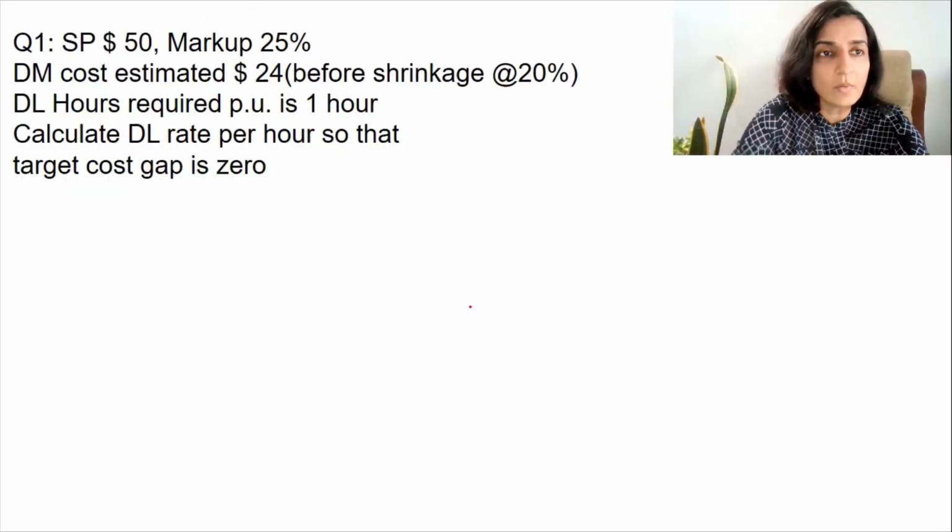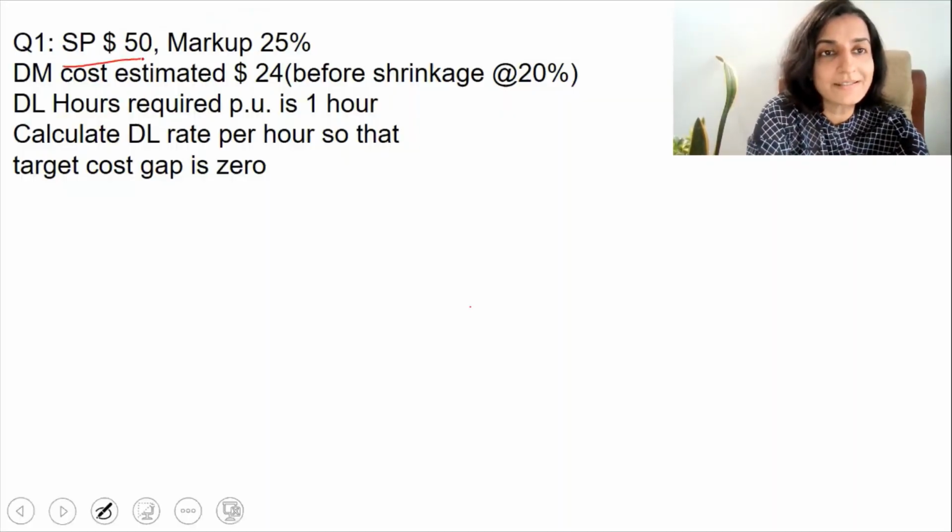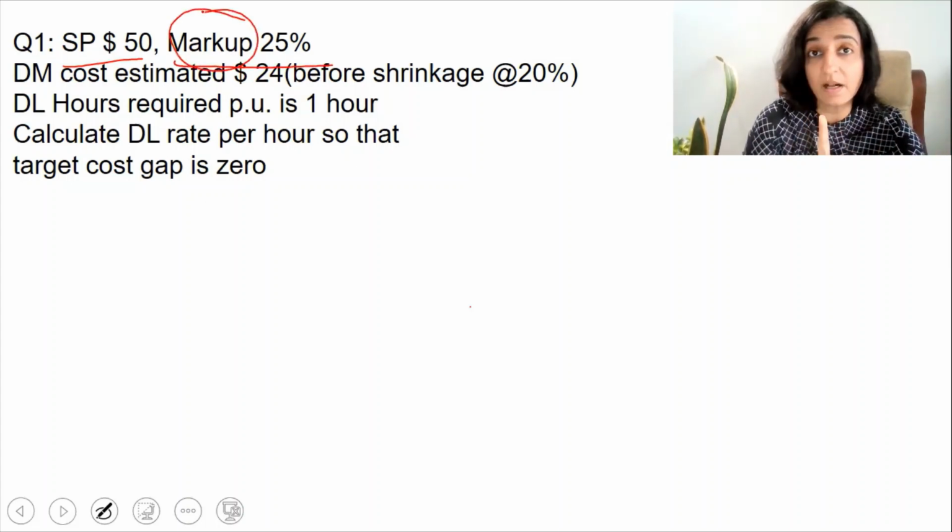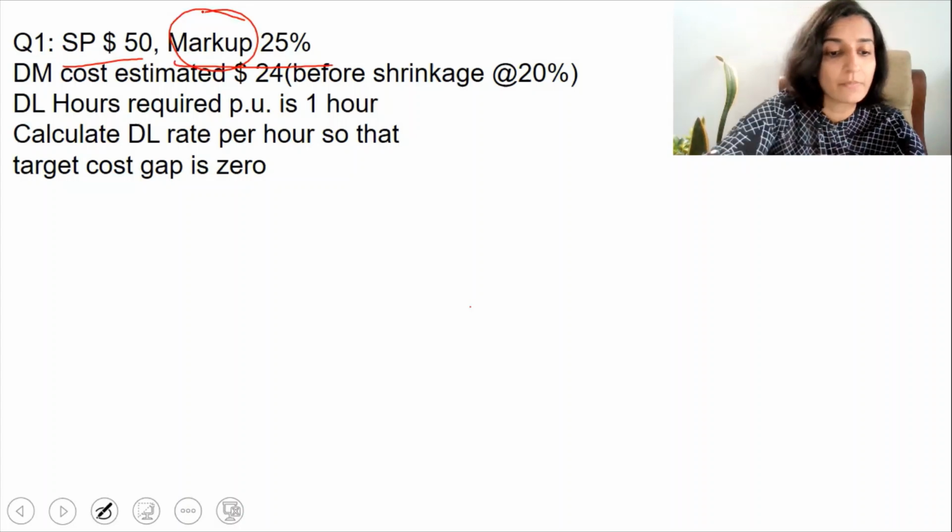Let's start off with the MCQs straight away. Question number 1. Selling price of the product is $50. Markup is 25%. Please note the term markup. It's markup and not margin.